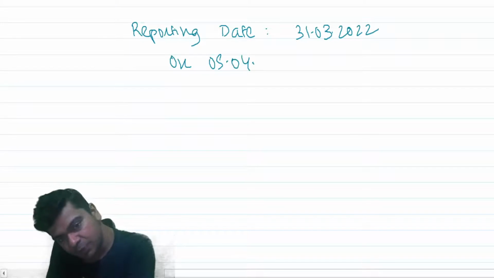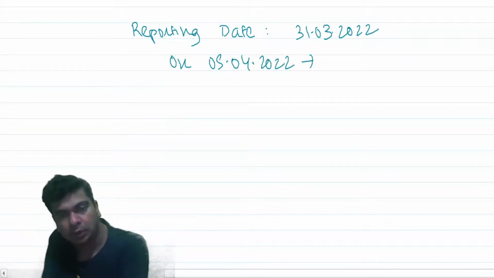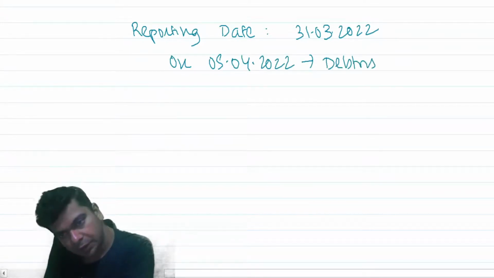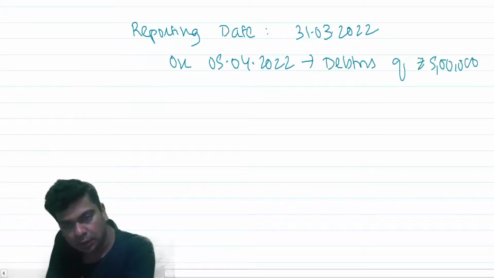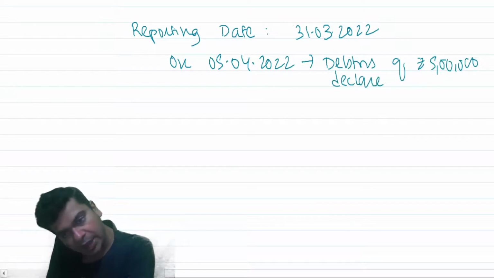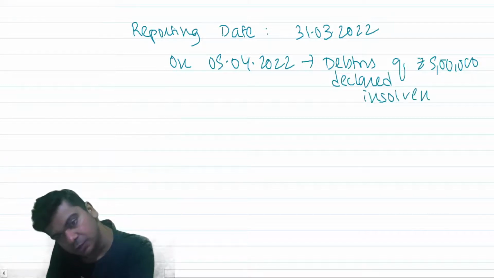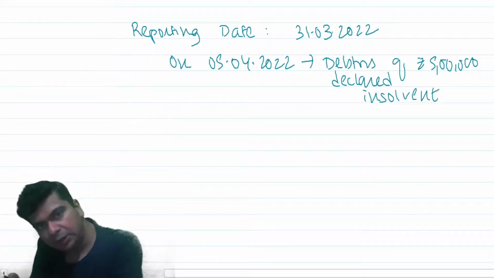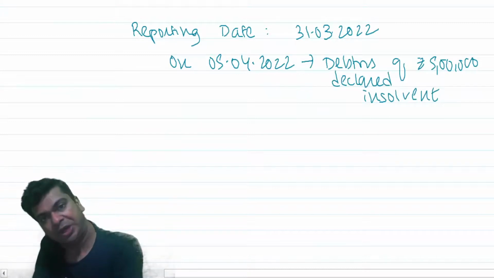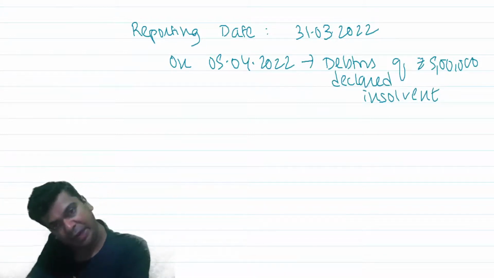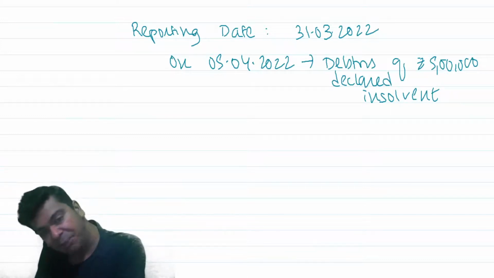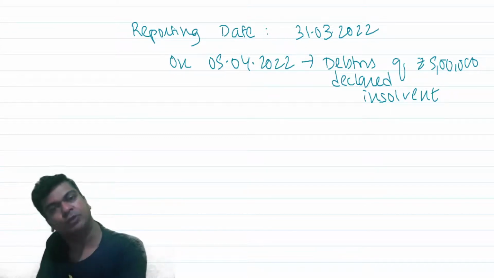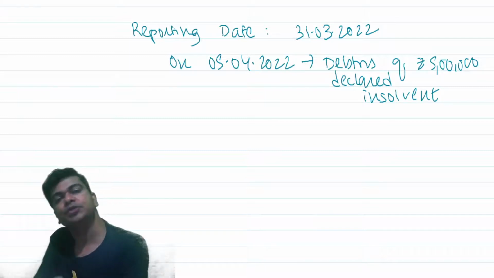Okay, now, on 5th April 2022, debtors of rupees 5 lakhs are declared insolvent. That's it. In the balance sheet that you have prepared on 31st March 2022, of course, you will be showing debtors as a part of your trade receivables. Now, on 5th April 2022, 5 lakhs worth of debtor has been declared insolvent.